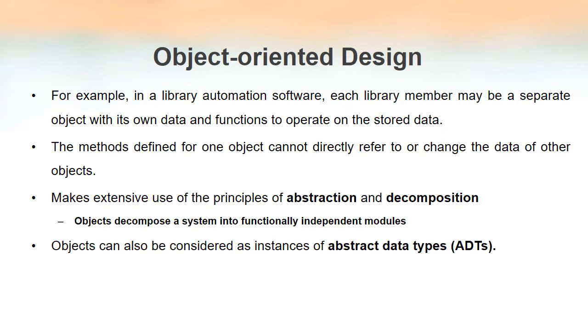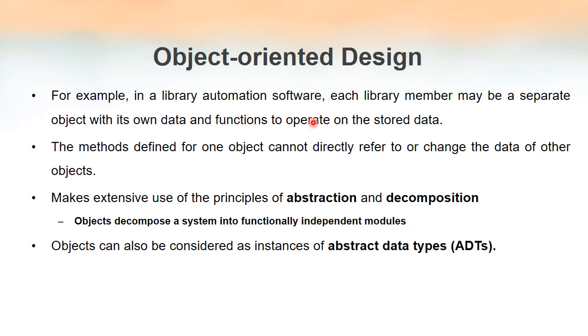Consider the same example as we have seen in the function oriented design, the library automation software. In the function oriented design, we described that it is a set of functions that is going to decide how this library automation software is going to work. When we consider the same software in terms of object oriented design, we are considering this entire software as a collection of different objects. We are considering each library member as an object. So each library member will be having its own data and functions.